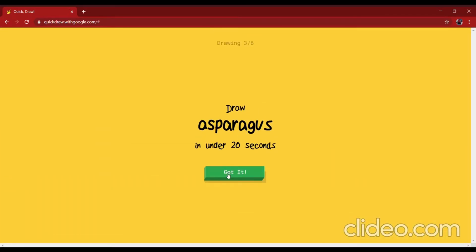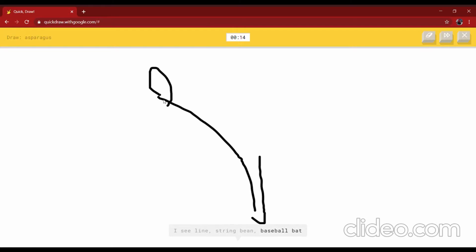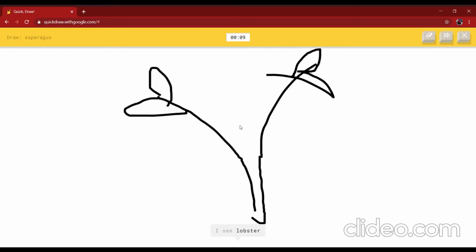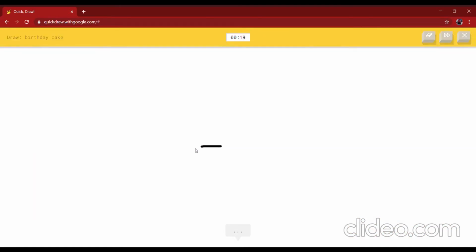Asparagus? Let's try to draw asparagus. I see line. Or string bean. Or baseball bat. What? Or microphone. I'm trying to draw. I see lobster. Or flamingo. Oh, I know, it's asparagus.